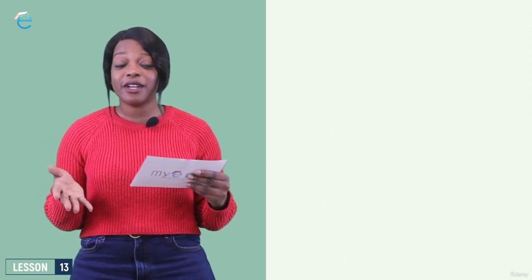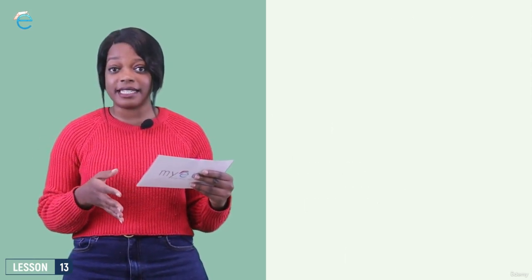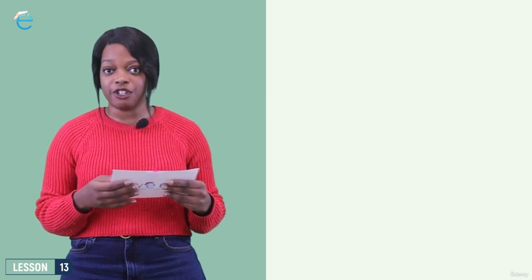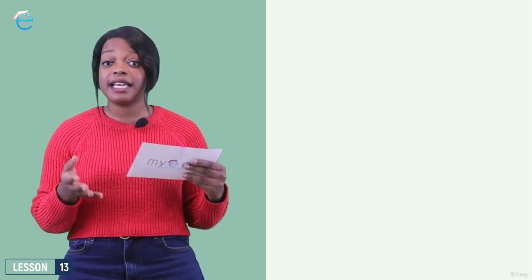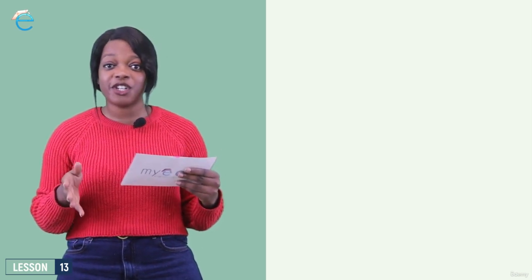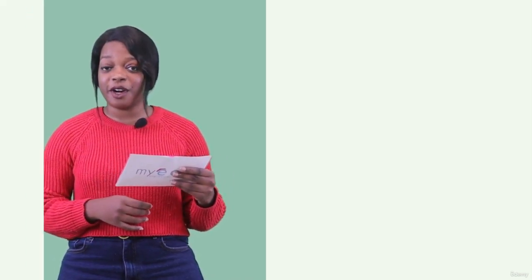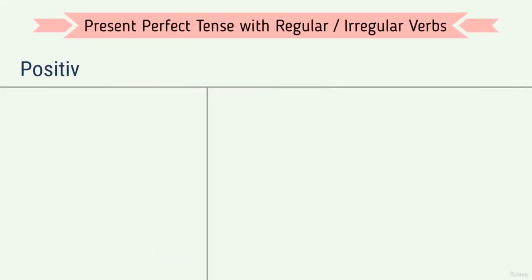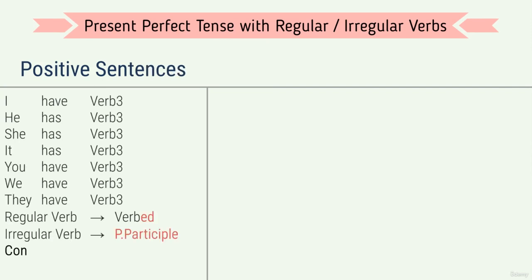Now, let's have a look at how we use present perfect tense in the different sentence structures: positive sentences, negative sentences, and questions. This structure works with both regular and irregular verbs. Let's start with positive sentences. For positive sentences, we know we will have our subject first, I, you, he, she, it, they, we, and then have or has, and verb 3, our past participle.